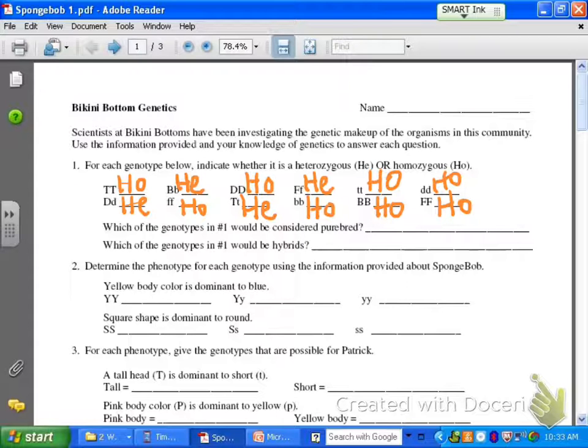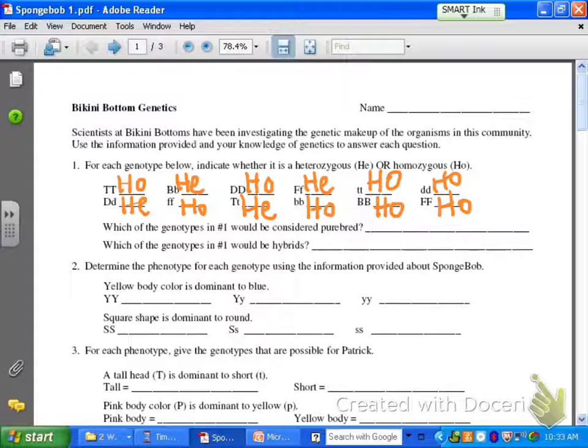Number 2 was asking you to point out the phenotype. What does phenotype mean, Michael? That means what the gene is. Okay, or what it actually looks like. So when we look at number 2, we said yellow body is dominant to blue, so big Y looks yellow, and little y looks blue.